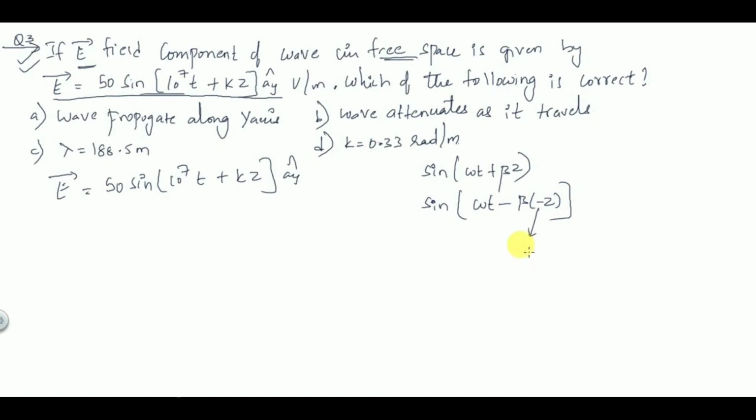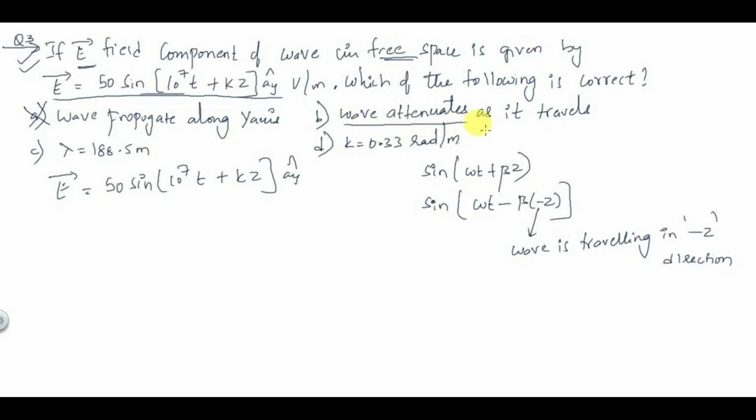So now what can we say? The wave is traveling in the negative z direction. He has given that the wave is propagating along the y-axis, so option A is wrong.